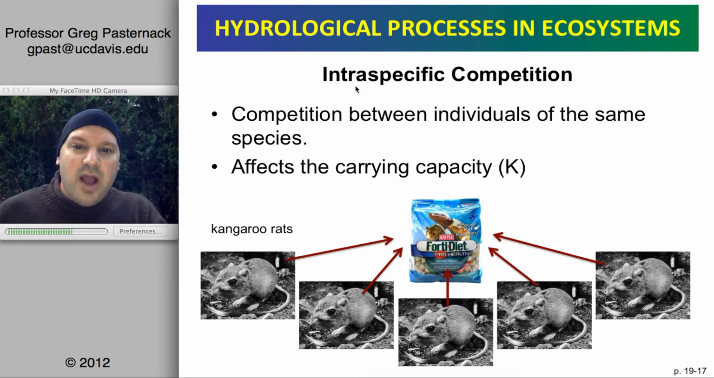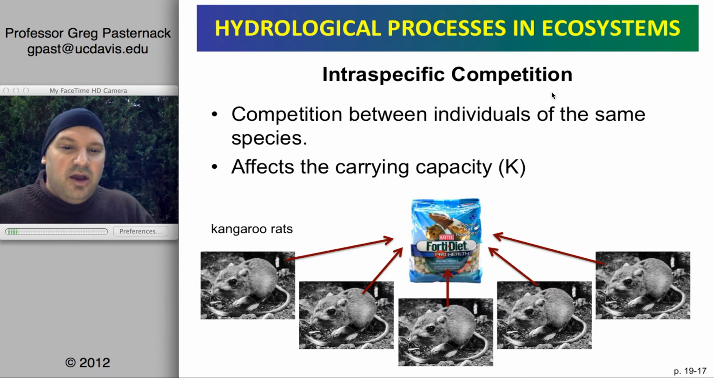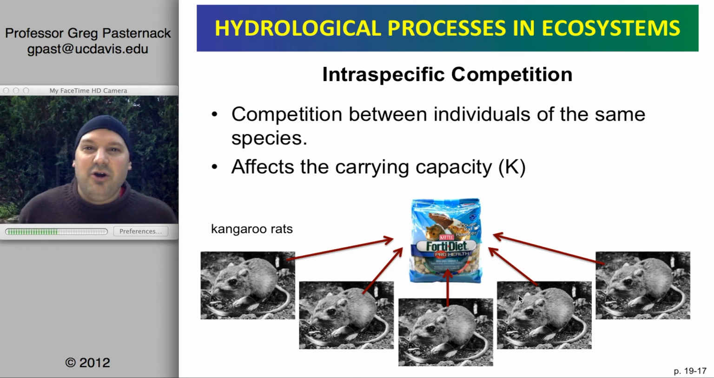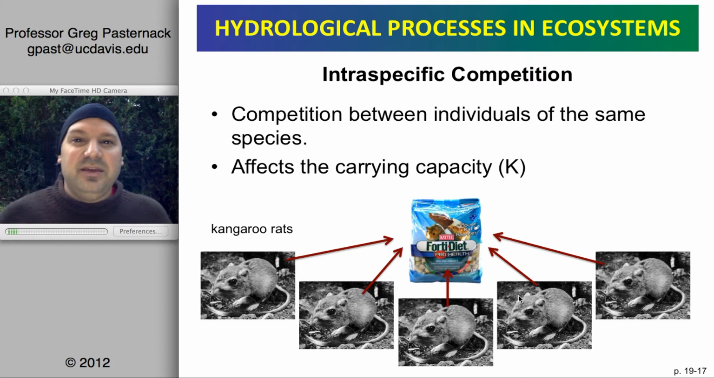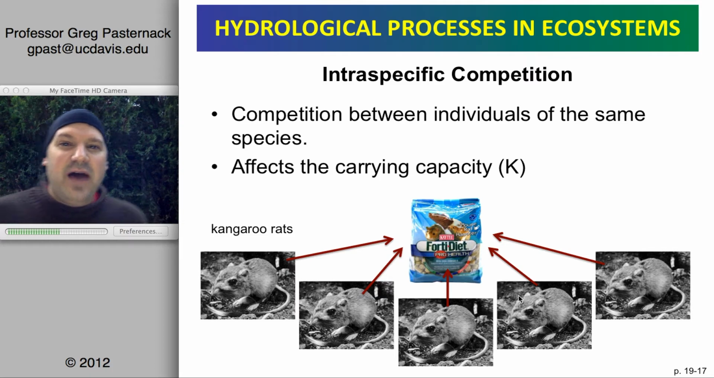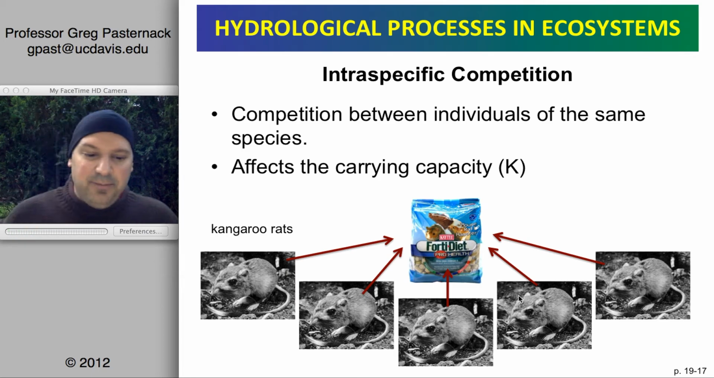Intraspecific competition is the term we use when individuals of the same species are competing with each other. Okay, so here, for example, I've got 5 kangaroo rats. They have a bag of rat food, and there's only so much food, so there's less than would meet the metabolic requirements of all 5 of those. So 1 or 2 of those might end up starving over time.